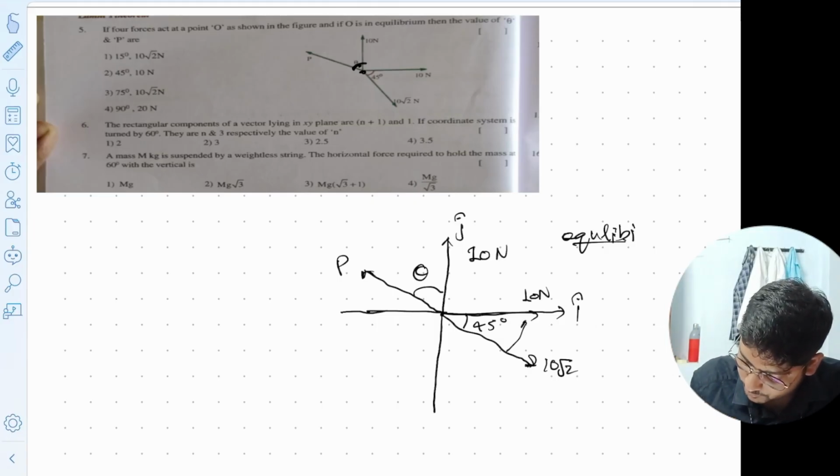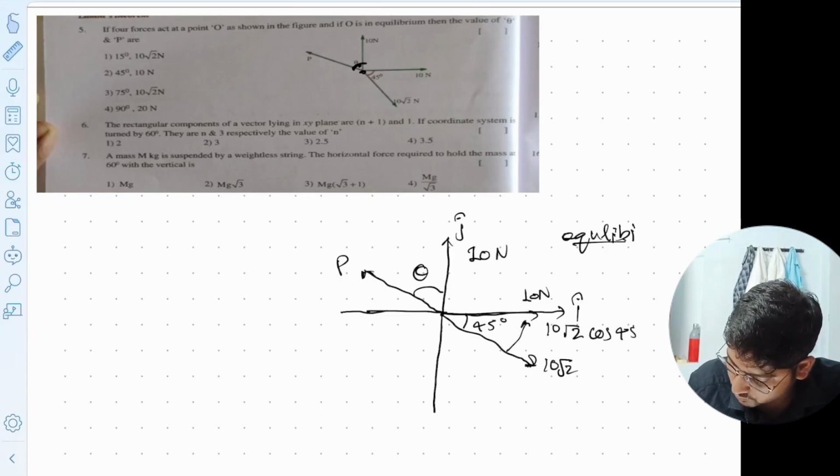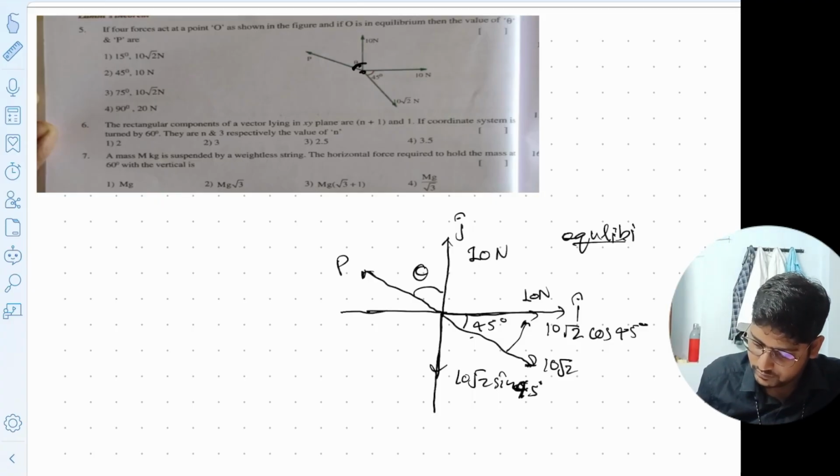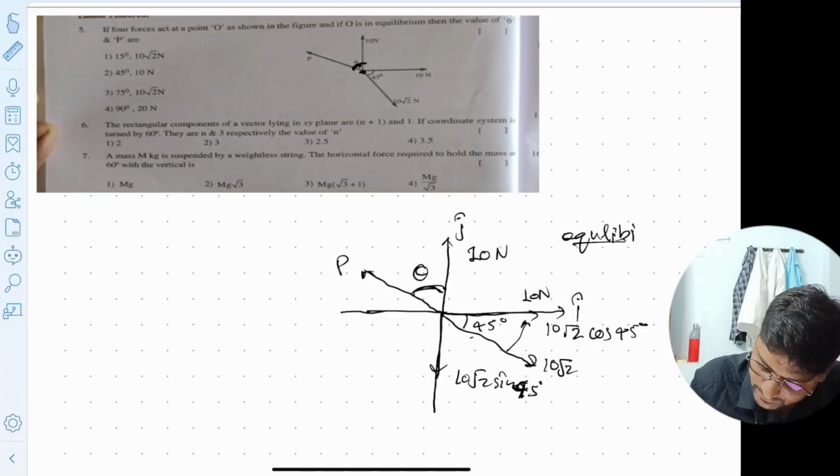One component of this will be along this axis, so it will be 10 root 2 cos 45, and one component along this axis will be 10 root 2 sin 45. And P has one component along this axis, P cos theta, and one along this, P sin theta.